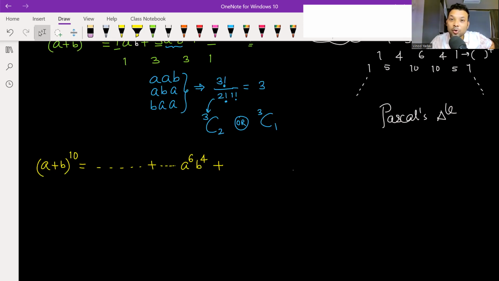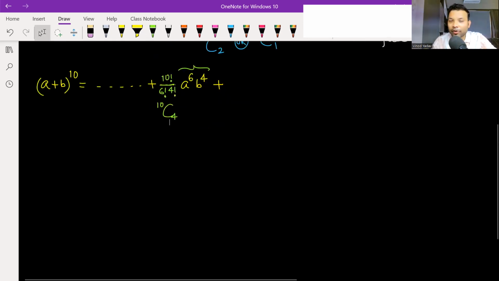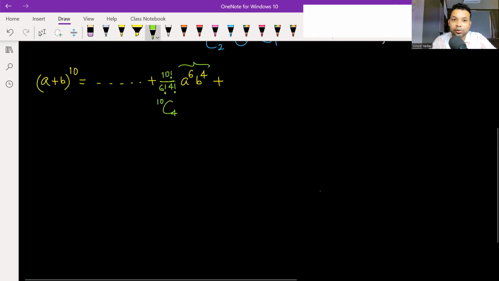It will be nothing but the total number of arrangements of this pattern. Can you visualize this? A into A, 6 times, and B into B, 4 times. Total 10 slots. So 10 things can be arranged in 10 factorial ways, but 6 of them are identical, 6 a's, and 4 of them are identical, 4 b's. This is nothing but 10C4. Out of 10 slots, pick 4 slots, give them to b. If you really understood this, it will really be helpful for tougher questions also, friends.